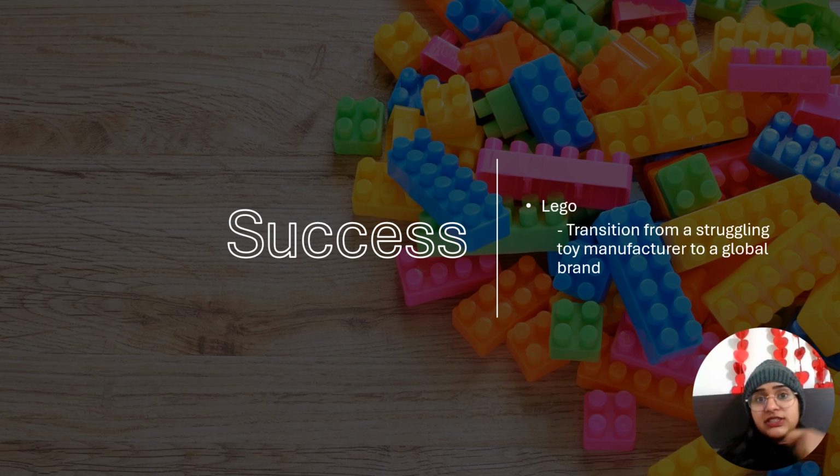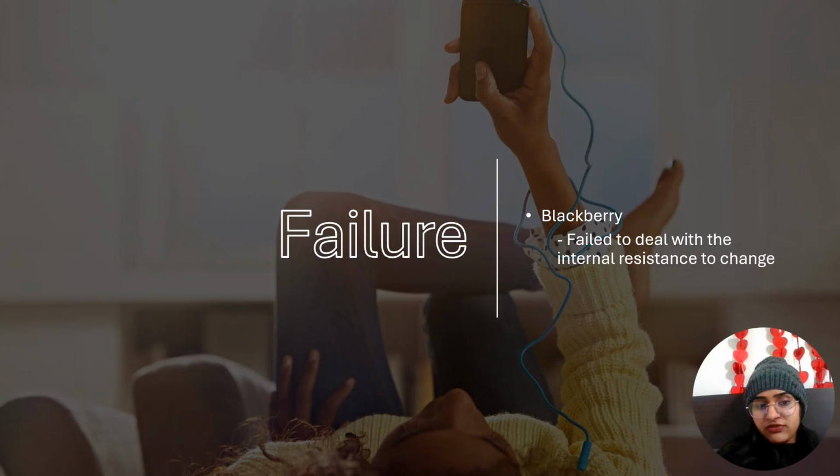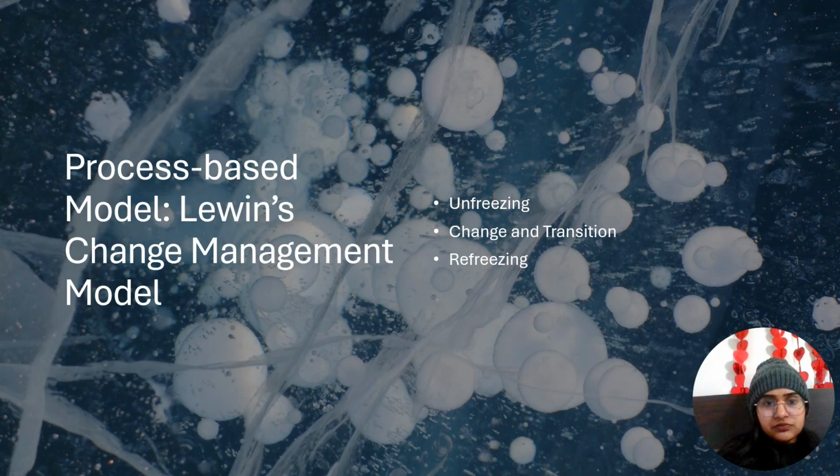So let's move towards the failure. What was the failure over here? The failure was BlackBerry. BlackBerry failed to deal with internal resistance to change. When smartphones came, BlackBerry was one of the initial ones, but it was usually with a keypad. When it came to touch screens, BlackBerry tried to do it, but the employees' internal resistance was there. They said no, they don't want it, and BlackBerry failed to handle them, so it was a failure for them.